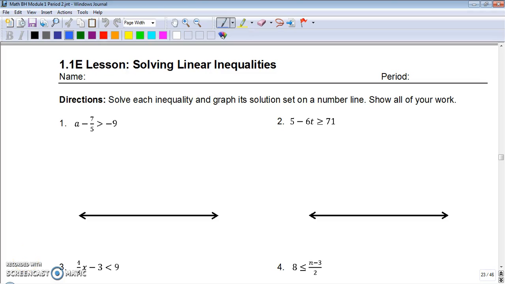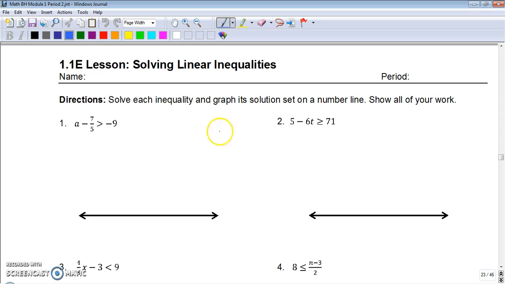In this video, I'm going to go through about half of the problems in the 1.1e lesson, solving linear inequalities. Be sure to do all the problems, show all your work, graph any of the ones that require graphing. You can either do this on your own or with the assistance of the key on Blackboard. Be sure to check your answers, though, with the key to make sure that you're doing them right.